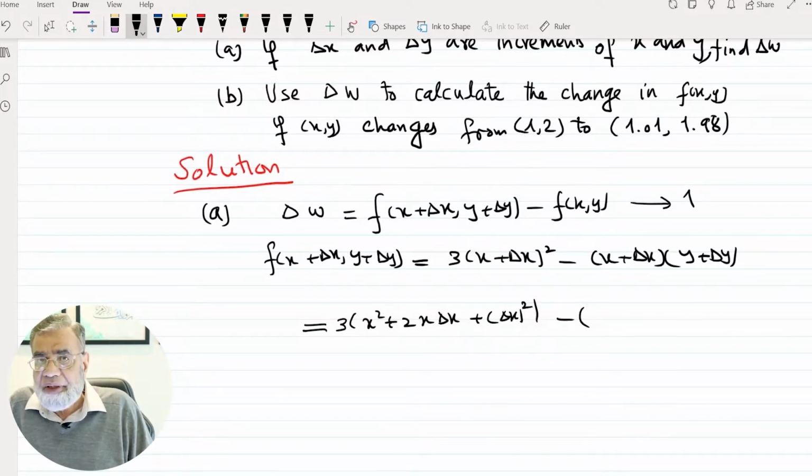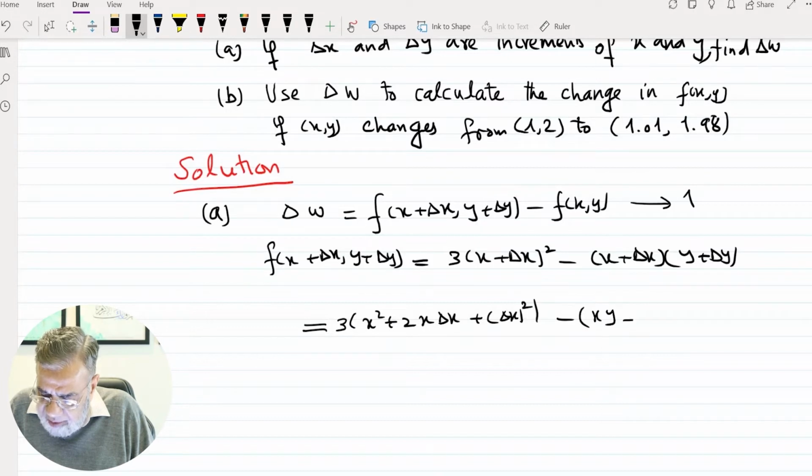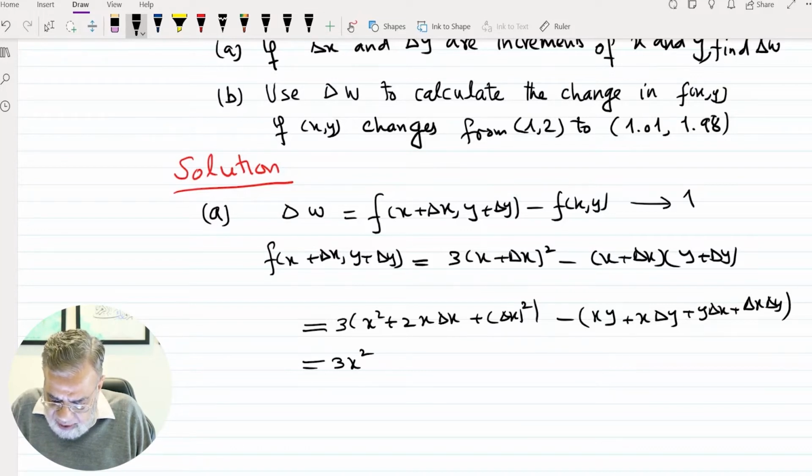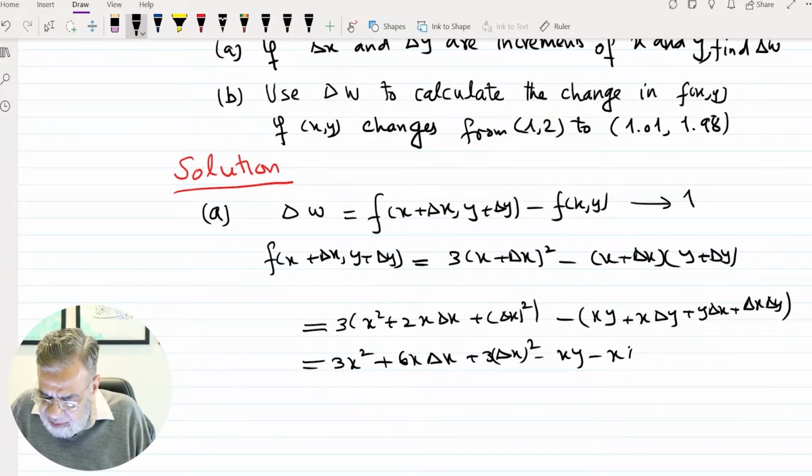Now we multiply x plus delta x and y plus delta y: multiply by x, we have xy plus x delta y, multiply by delta x, we have y delta x plus delta x delta y. So we open this one, we have 3x squared plus 6x delta x plus 3 delta x whole square. Then we have minus xy, multiply minus by each of the terms, because we are opening this one, and don't forget to change the signs.